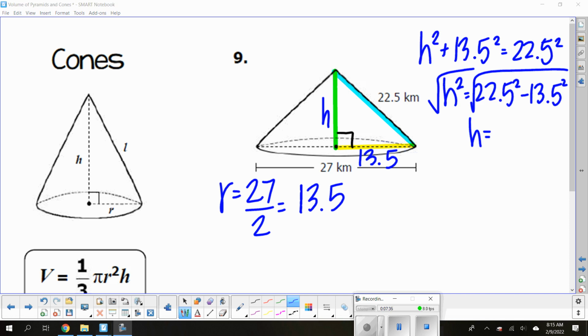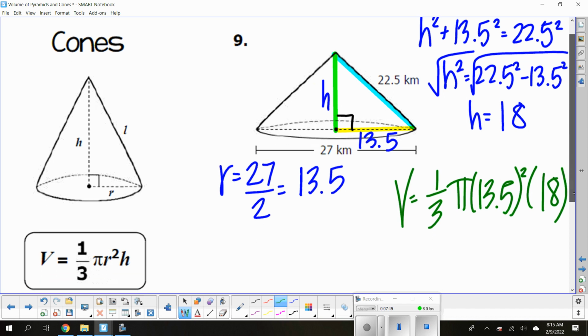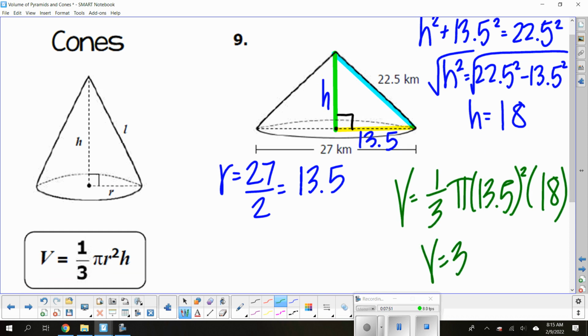Okay, so for your height, you should have gotten 18. So remember, it's a subtraction problem. So going to volume, 1/3 pi radius squared times your height. So our overall volume should be 3,435.33 liters.